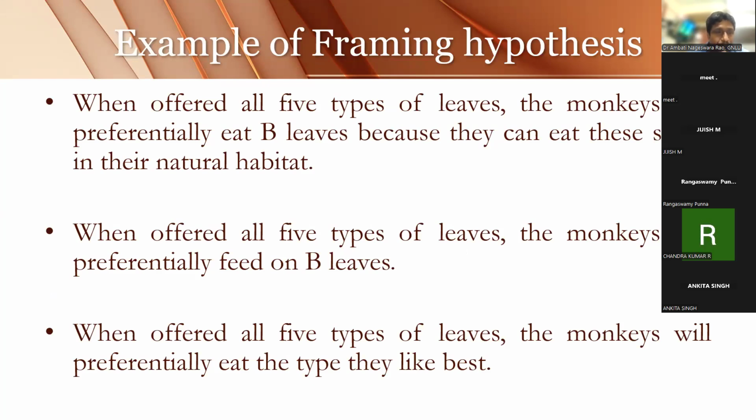I'll repeat it again. Imagine yourself working as a nutritionist in National Zoo Park. One of your responsibilities is to feed the monkeys. But when it comes to feeding the monkeys, there are types of leaves: A, B, C, D, E, F. Now, you are going to feed the monkeys, but you don't know which leaves they like. So in order to understand that, you are going to test the theory. You are going to frame the hypothesis. Now we have 3 hypotheses. Please let me know which is the correct hypothesis.